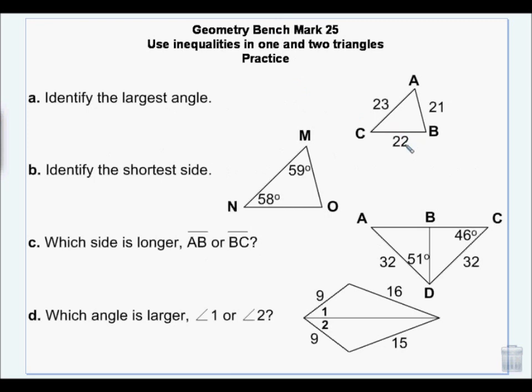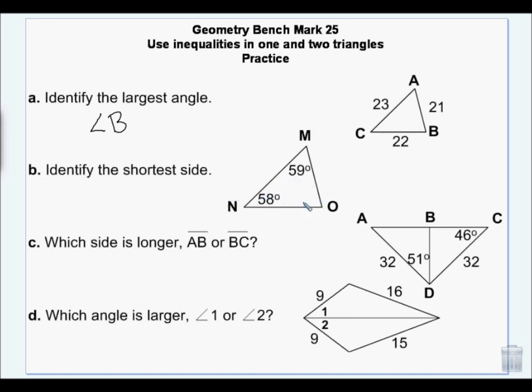Identify the largest angle. The largest angle is going to be across from the largest side. So if my largest side here is 23, my largest angle is angle B. Wait, why? Because you have AC? Oh wait, angle, never mind. Angle, yeah.